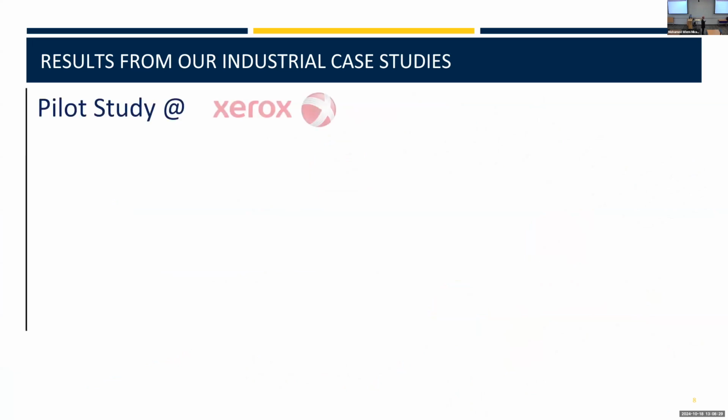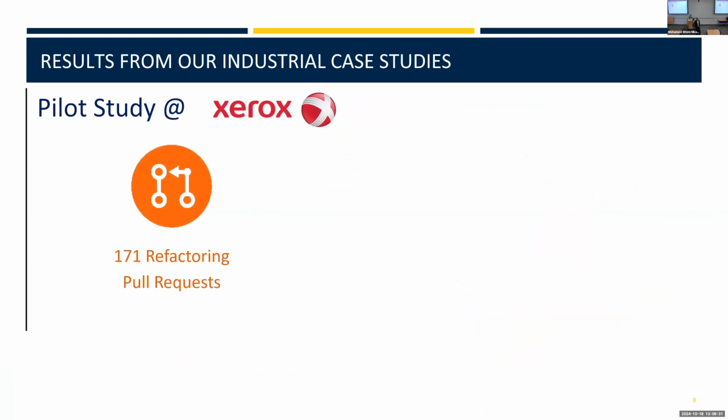For instance, when we worked with Xerox on how developers refactor their code, we looked at 171 refactoring pull requests. So let's know what a pull request is, right? In a nutshell, when you perform a code change, you have to go through testing to see whether it's functionally correct or not. And you also have to go through code review to see whether it's written in a good way or not, right? So these pull requests are being reviewed by developers.